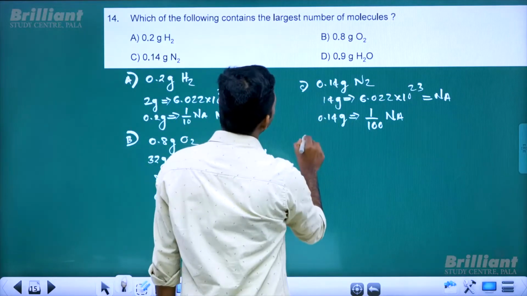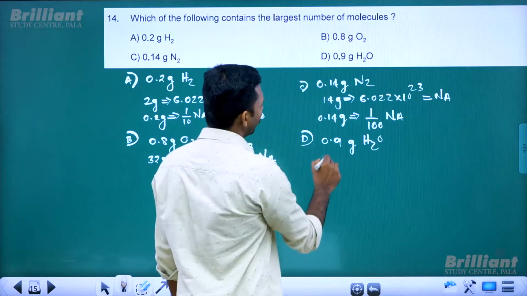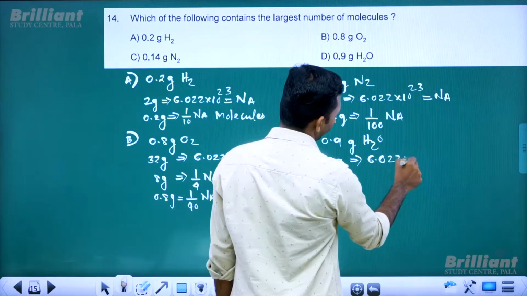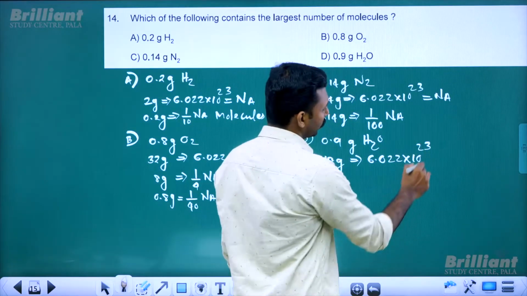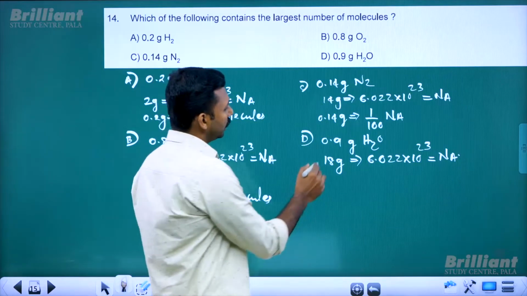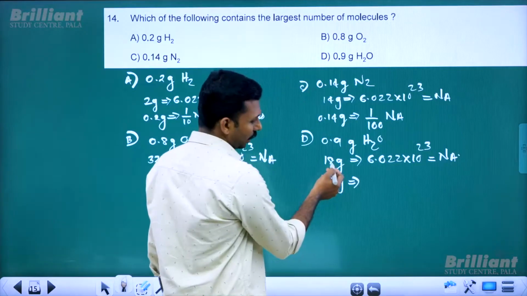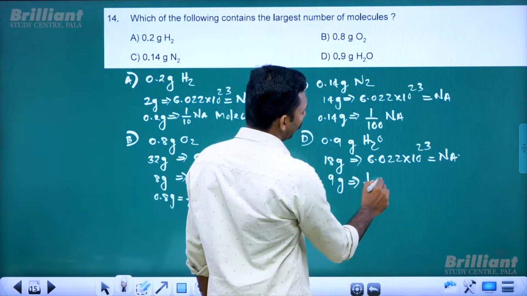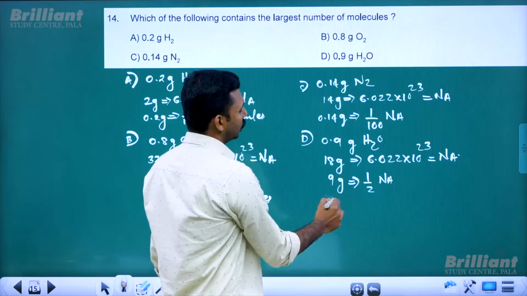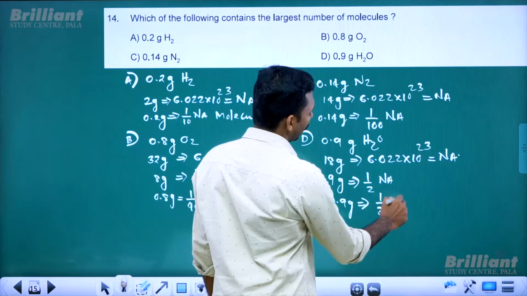Next is D, 0.9 gram water. We know that 18 gram water, that is the molecular mass of water, is equal to 6.022 into 10 raised to 23 water molecules, that is equal to Na water molecules, right? Okay. Now it is given as 0.9. So 9 gram will be equal to, 9 means 18 divided by 2. So 1 by 2 into Na we can use. 0.9, that means divided by again 10. So 0.9 gram corresponds to 1 by 20 Na.